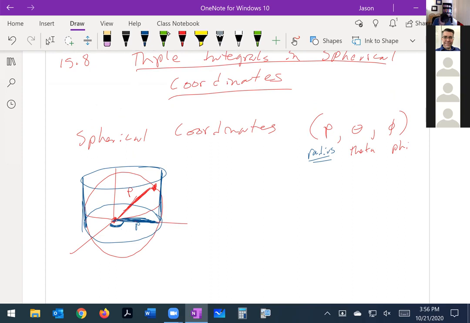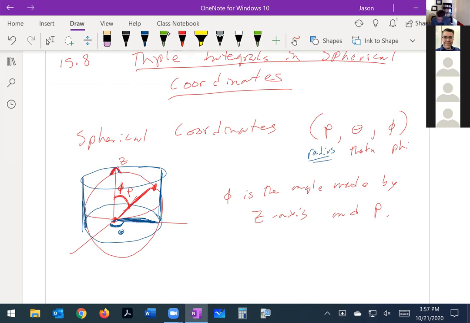Okay, on the unit circle, or on a circle, that's theta. But what is phi? Phi is the angle that's made here. That's the angle made between rho, or P, and the z-axis. So phi is the angle made by the z-axis and P.